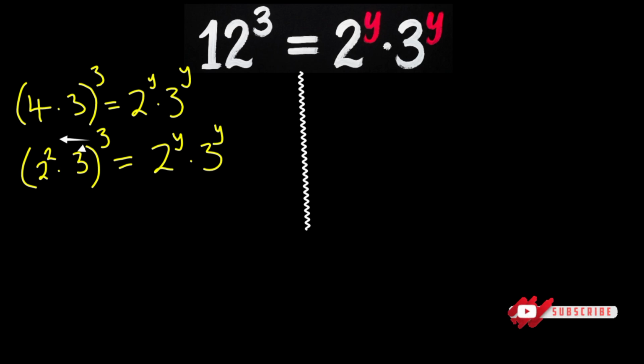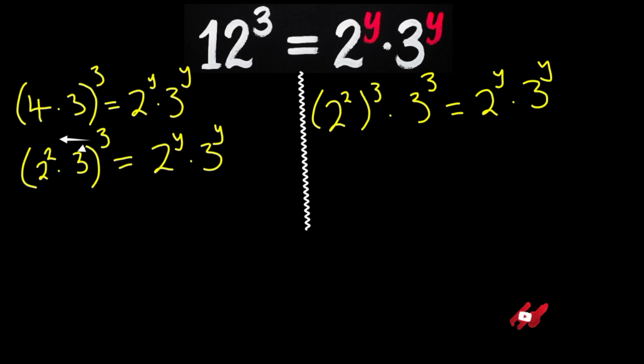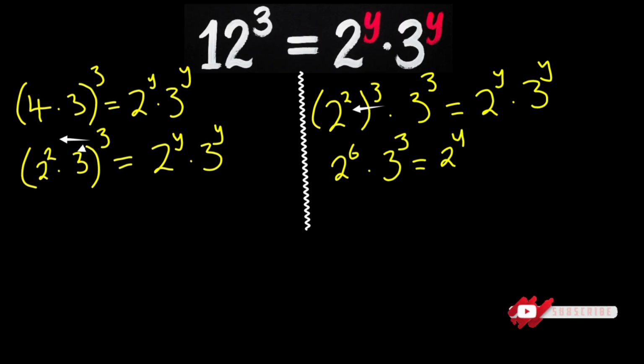Then we're going to have 2 to the power of 2 all to the power of 3, then times 3 all to the power of 3, and that equals 2 to the power of y times 3 to the power of y. Then we can multiply this power and we have 2 to the power of 6 times 3 to the power of 3 equals 2 to the power of y times 3 to the power of y.